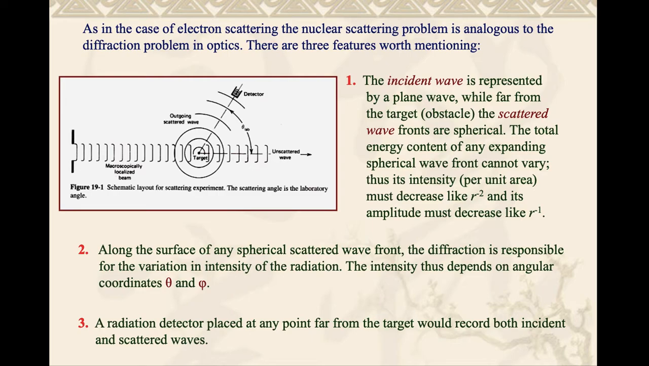So the total energy content of any expanding spherical wave front cannot vary. Thus, its intensity, that means per unit area, must decrease like 1/r square. That means you know that the energy will be normally the square of the amplitude. So in that sphere, when it is expanding, actually there is no energy loss or energy gain in a scattering experiment. So the energy must be the same, and there its radius is increasing.